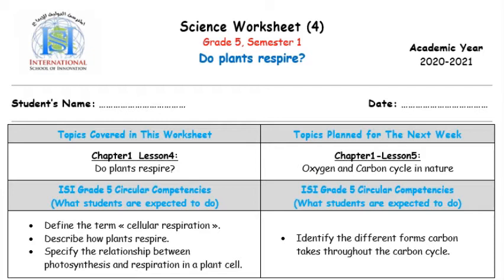What is the relationship between photosynthesis and respiration in plants? These are two opposite processes. During photosynthesis, plants take in carbon dioxide to produce their food and they release oxygen, while during respiration, they do the opposite thing, which means they take in oxygen and they breathe out carbon dioxide in order to produce ATP energy. So, this is the solution of the fourth science worksheet.